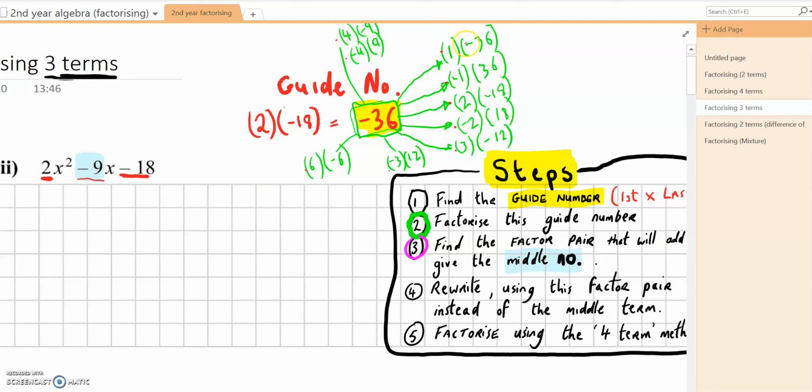Well, 1 plus minus 36, that's not going to give you minus 9. 2 plus minus 18, no, that's going to give you minus 16. Minus 2 plus 8, that's going to be 16. 3 minus 12, yeah, that gives me minus 9. That gives me minus 9 right there.